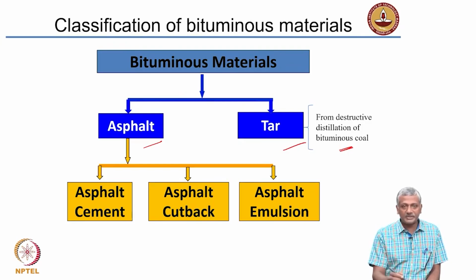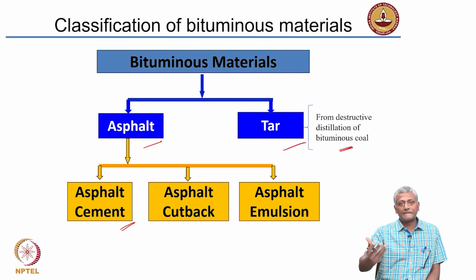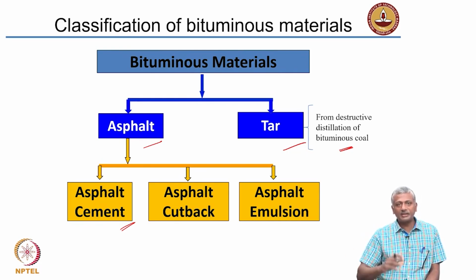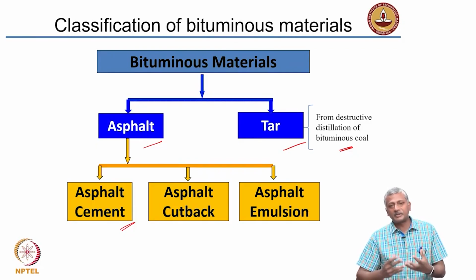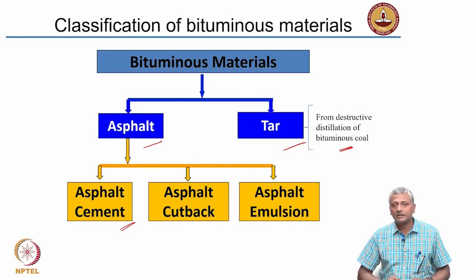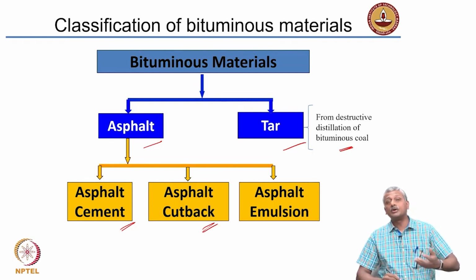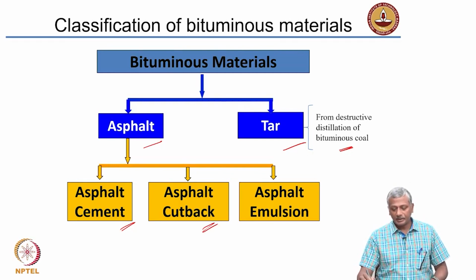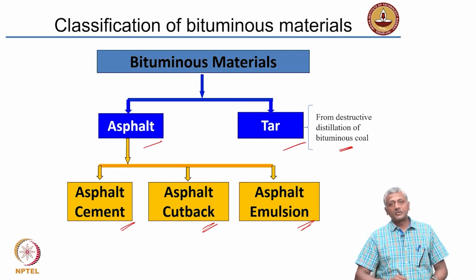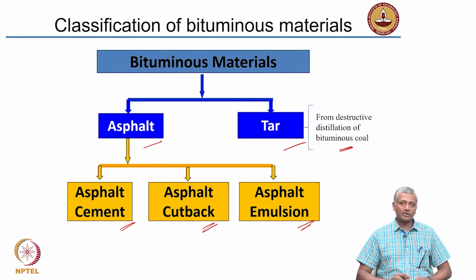So, asphalt basically can be asphalt cement where it is heated up, okay, and then it serves to reduce the viscosity and leads to a proper mixing with the aggregates and forms the pavement surface, or it can be a cutback where it is immersed or dissolved in an organic solvent. Emulsion is when it is suspended in water. So, these are the ways in which you can use asphalt or bituminous materials.